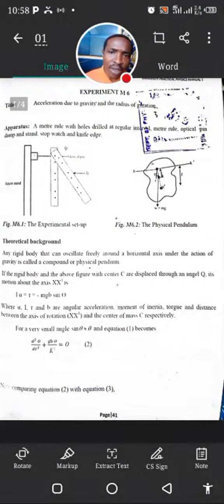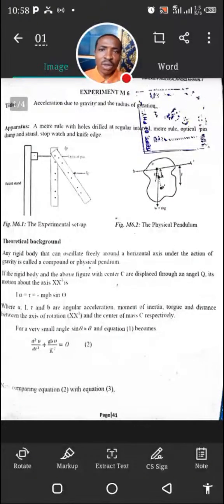Then we also have the hole drill intervals, at 5, 10, 15, 20, 25, 30, 35, 40, as the case may be. Then we also have the normal meter rule, to enable us take measurements of other things. Then we have the optical pin, which is what holds the drilled meter rule to the clamp or to the retort stand. Then we have a pin clamp.